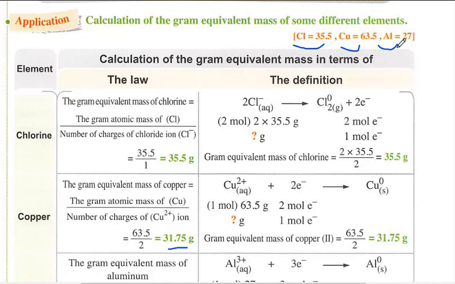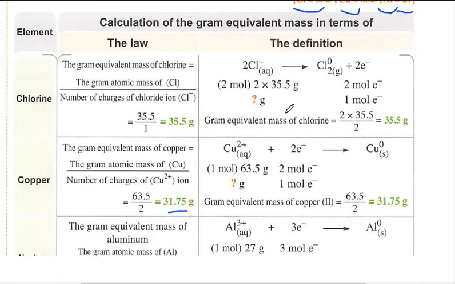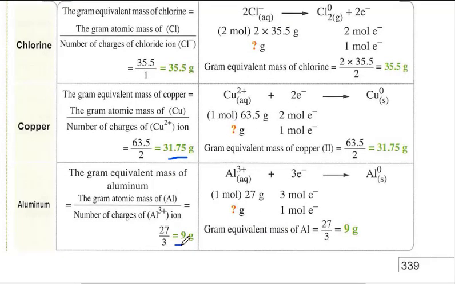Here, aluminum. Its atomic mass is 27. So what is the equivalent mass? Aluminum's only oxidation state is positive 3. So the equivalent mass of aluminum equals the atomic mass over the number of charges of aluminum, which is 3. In this case it equals 9.